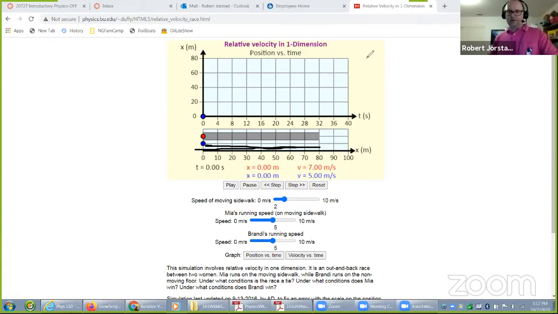Who do you think is going to win the race? They're both running at 5 meters per second. I don't know if you can see this. They're running at 5 meters per second each. Let me do that in red. So Mia is at 5 and Brandy is at 5. And the walkway is going at 2. Who do you think will win here? I'll see in the chat.